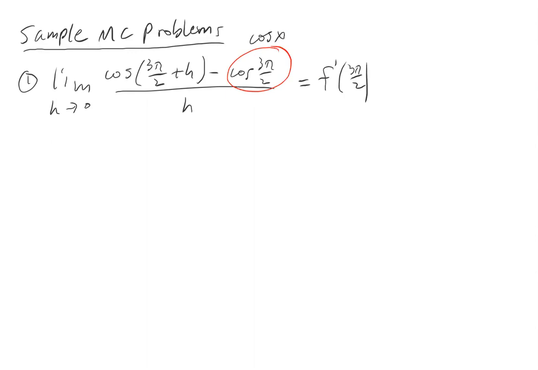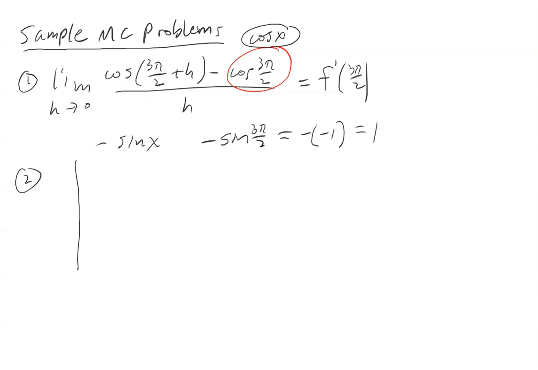So what you have to do is take the derivative and then plug in 3 pi over 2. Well, the derivative of cosine is negative sine, and then you plug in 3 pi over 2. So you get negative negative 1, which is 1. Boom. Easy. Definition of the derivative.